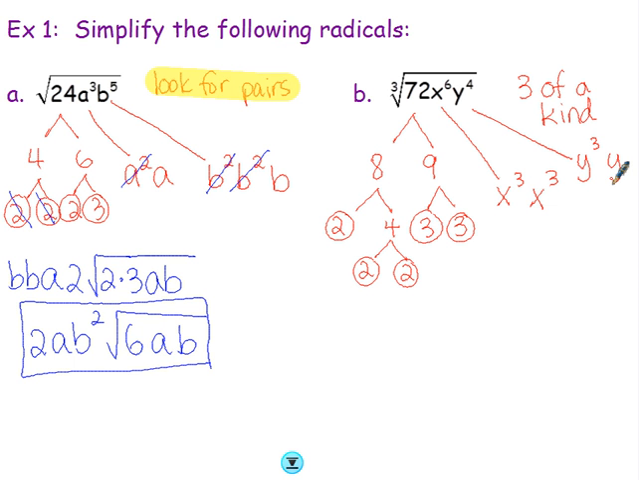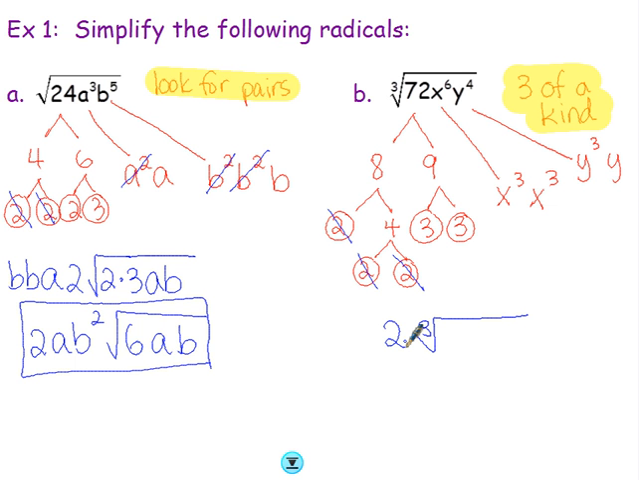So now we start looking for, and here again, we're looking for 3 of a kind. So you're looking for groups of 3s. So I have 1, 2, 3 2s. Got to cross off 3 of them. So that means outside of the cube root, don't forget your cube, is a 2.